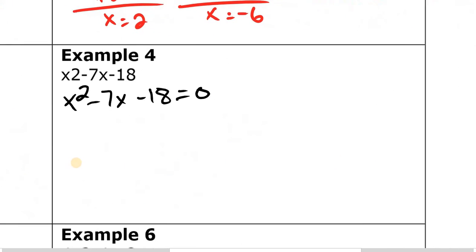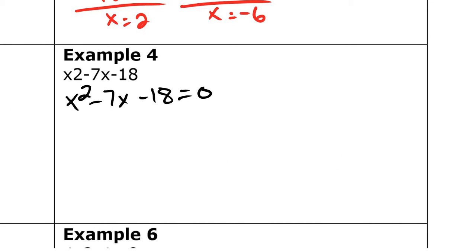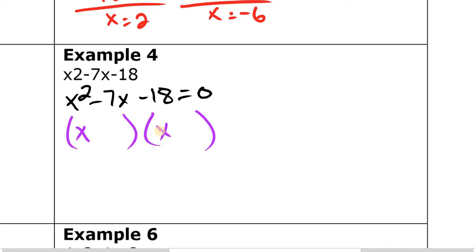All right, example 4. Parentheses, parentheses. X, x. Multiplies to give me negative 18. Adds to give me 7. What are the factors of 18?